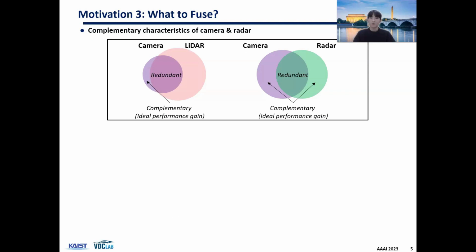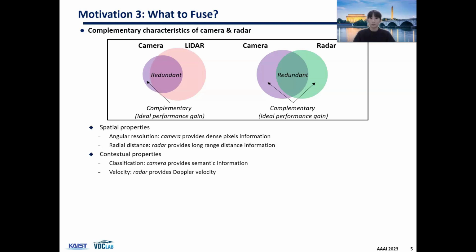And the last motivation is what information to fuse from camera and radar. As can be seen in the right figure, camera and radar have very complementary characteristics, so we can expect more performance gain by fusion. More specifically, in terms of spatial properties, the camera provides dense angular resolution, but the image cannot provide distance or depth information. On the other hand, radar can provide long-range distance measurement in the radar direction, but its angular resolution is very low.